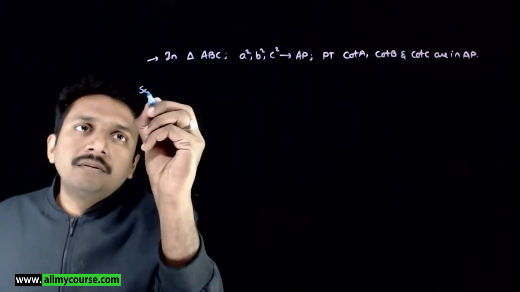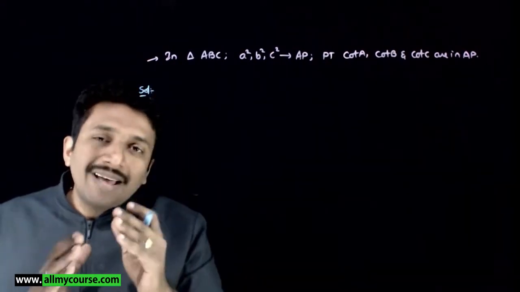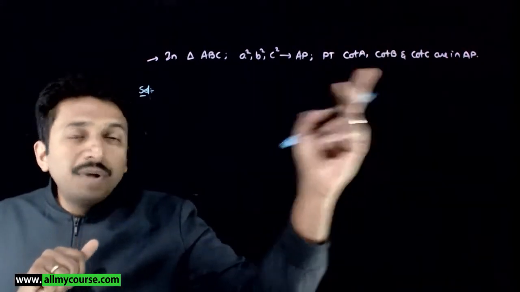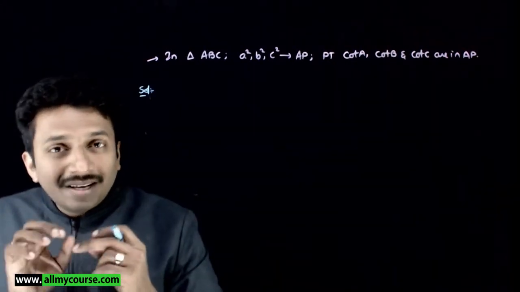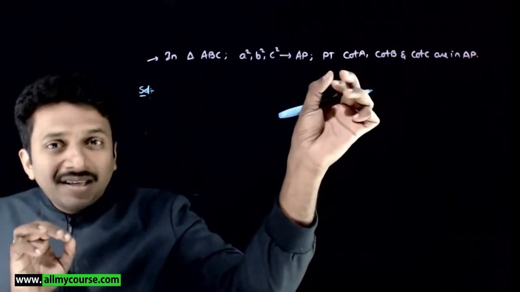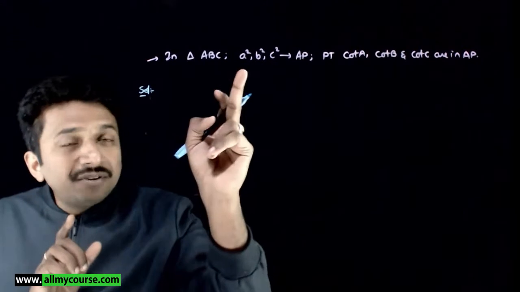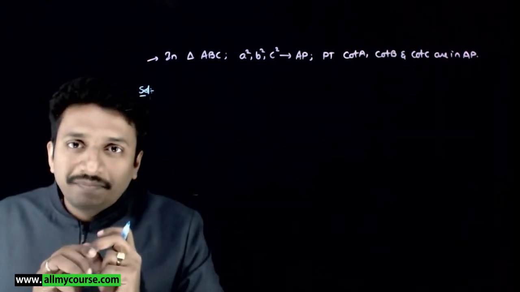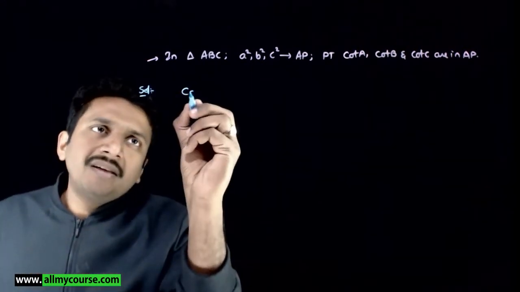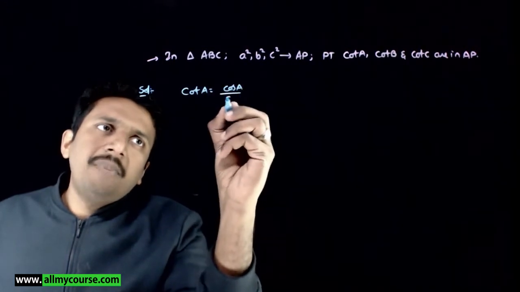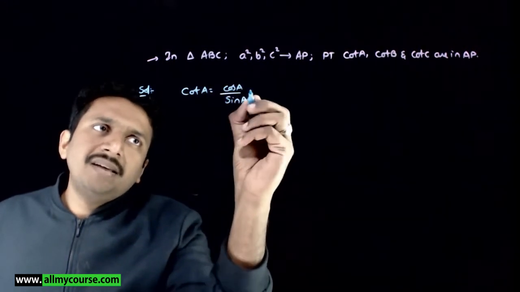So let us first try to analyze what we need to prove. We need to prove that cot A, cot B, cot C are in AP. Let us see what cot A is in terms of a square, b square, c square, because the given information is in terms of a square, b square, c square. So what is cot A? Cot A is nothing but cos A by sin A, right?